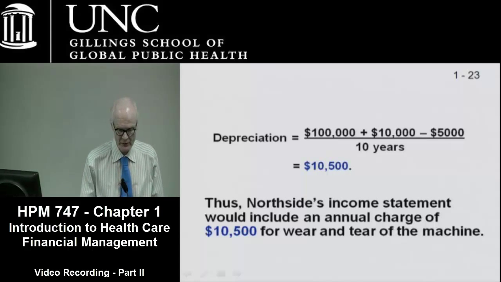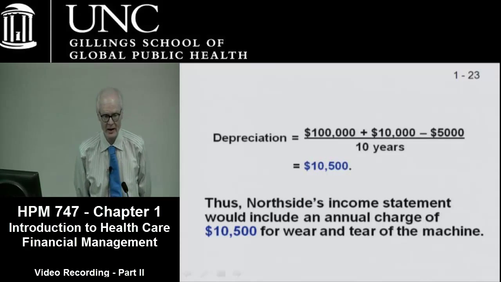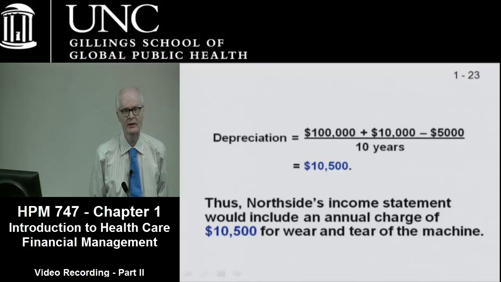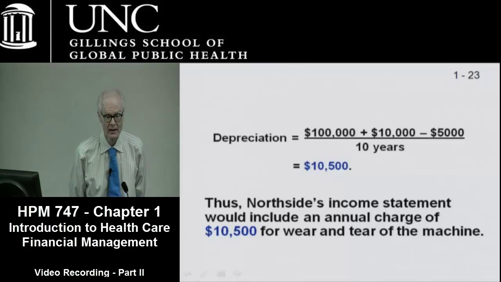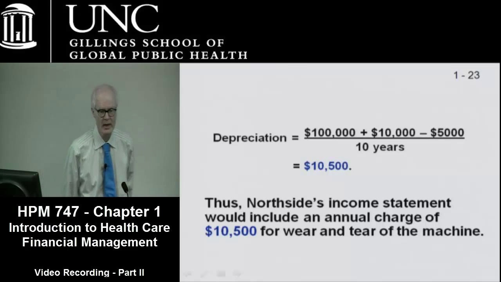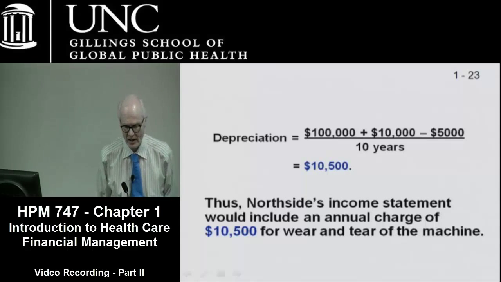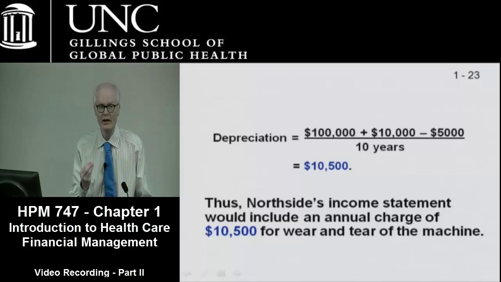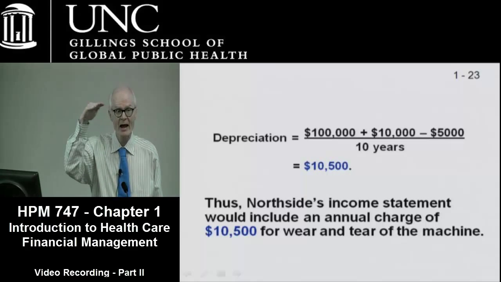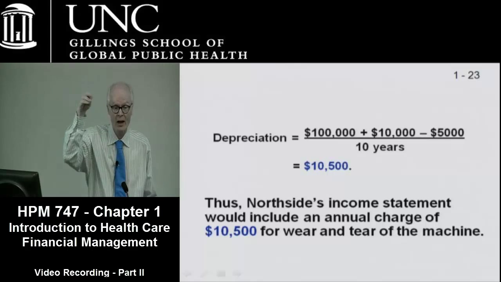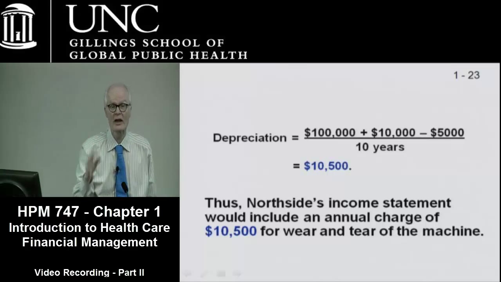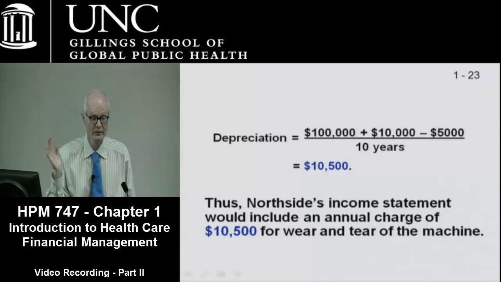So this is how accountants calculate straight line depreciation. They value the asset at $100,000. They add in the installation cost because that is the cost of acquiring the asset. And it's going to be worth $5,000 when they get rid of it. So they divide that by 10 years. So $10,500 is included as a line item on the income statement of the organization every year. There was $10,500, and they will do that for how many years? 10. For 10 years, and then the value of the asset is 0. And it's written off. It's removed from the books.